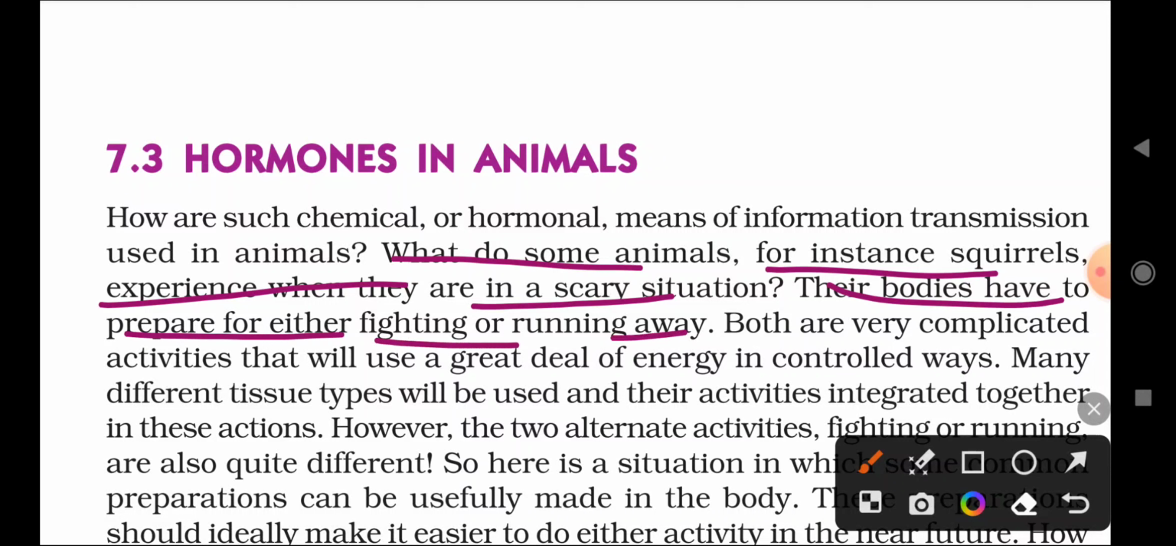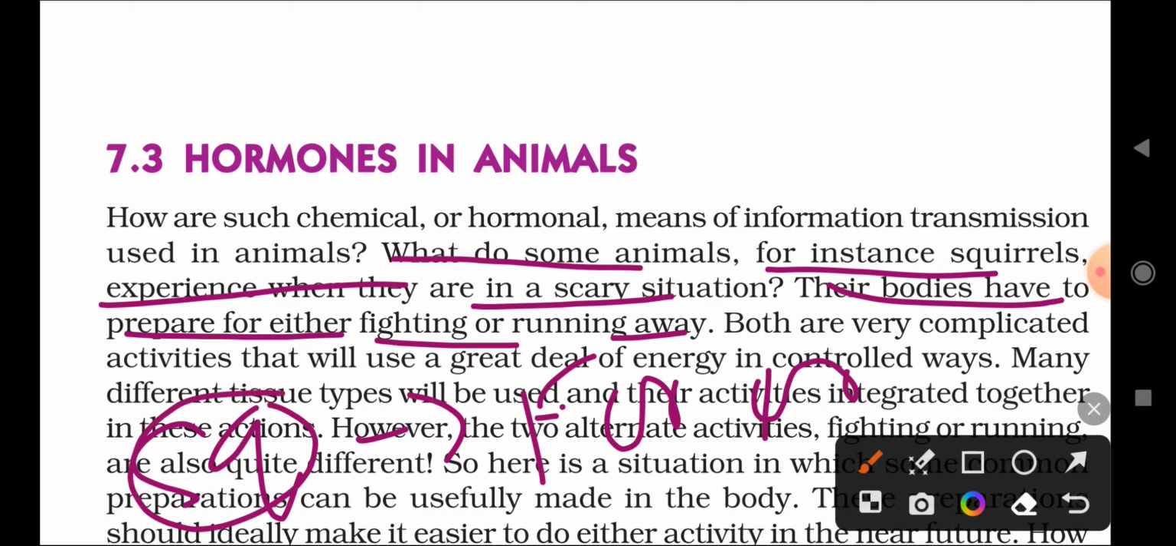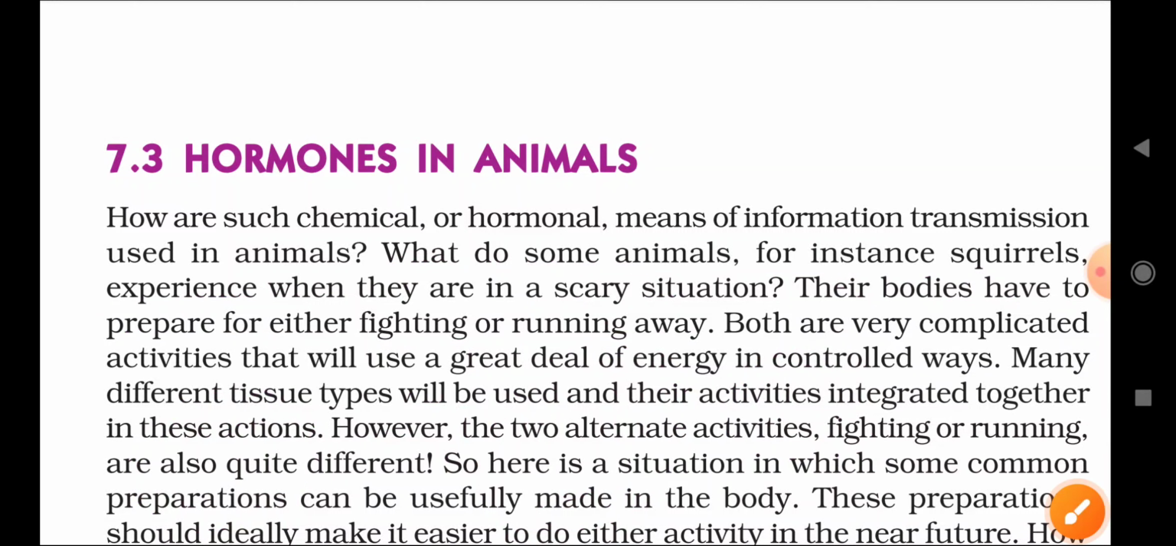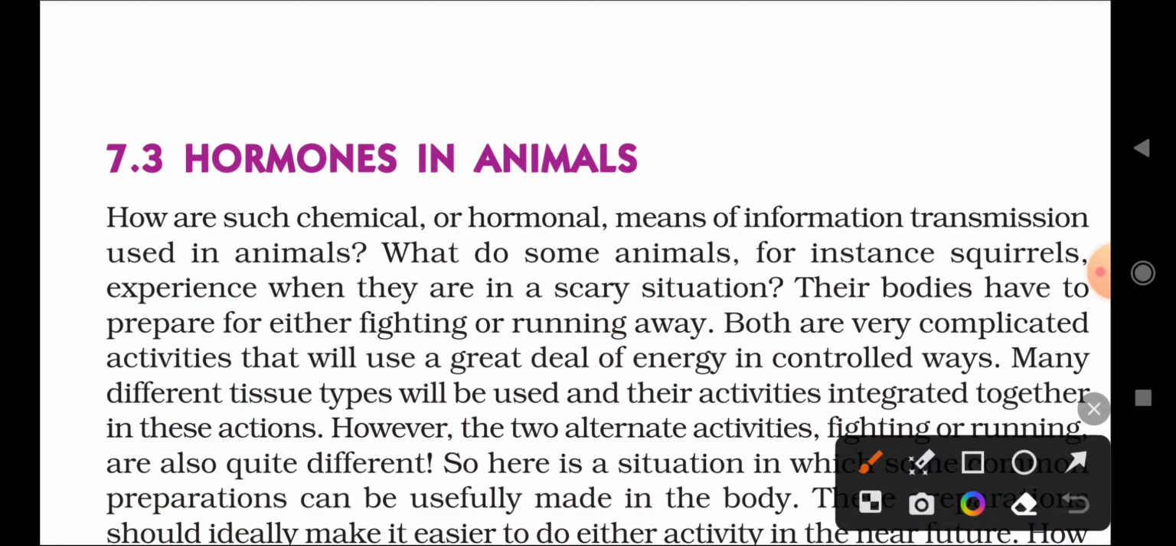For example, a small squirrel is in front of a fox or a tiger. The squirrel has two options: either it fights with the fox or tiger, or it runs away from it. So the squirrel must either fight the predator or run away from that situation. There are two conditions, fighting or running away.